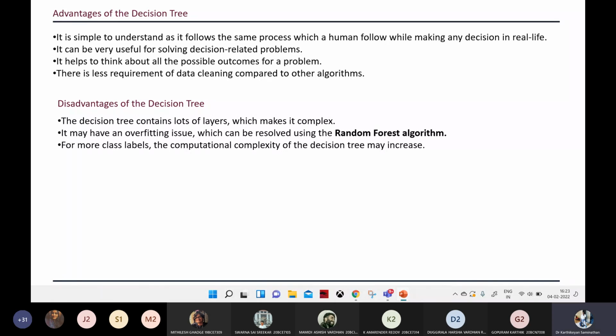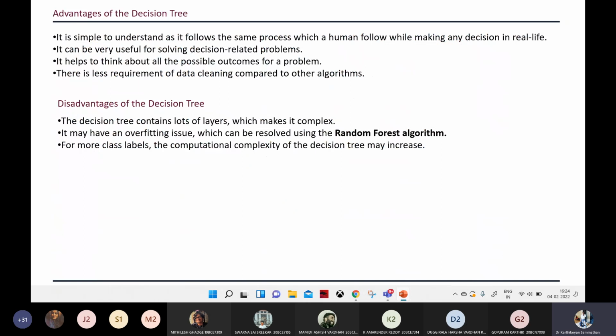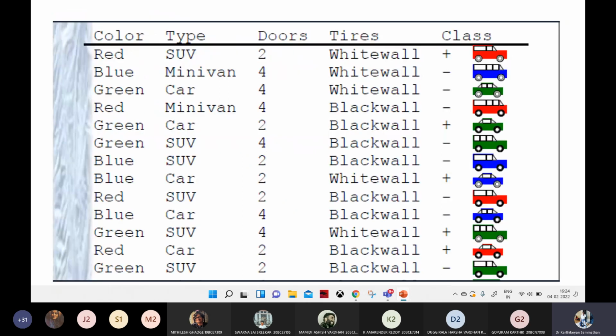Disadvantages: a decision tree contains a lot of layers which makes it complex. It may have overfitting issues, which can be resolved by the next algorithm called random forest, which we will see in the next class. For more class labels, the computational complexity of the decision tree may increase. So this is your decision tree advantages and disadvantages.